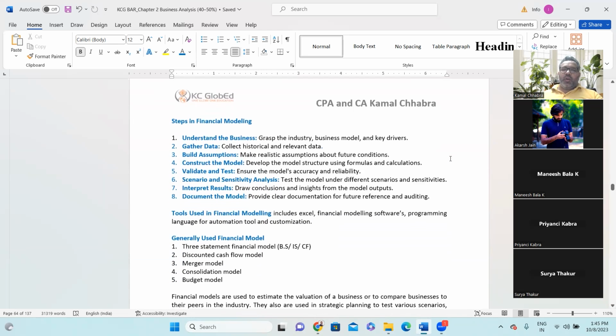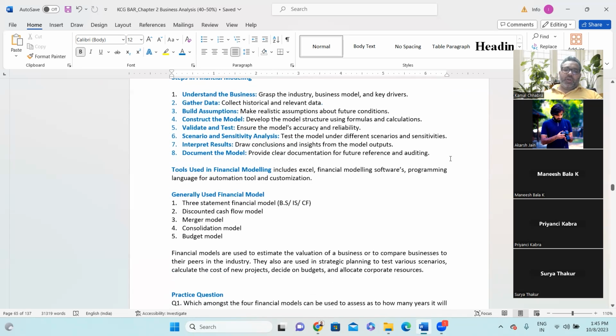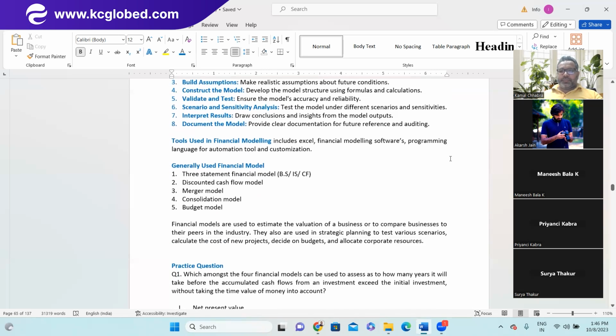Then step by step, how you will prepare the financial model: understanding the business, gathering the data, building the assumptions, constructing the model, validating and testing, scenario and sensitivity analysis, then interpretation of the result, and the last one is documentation, right? And the tools available for financial modeling and generally used financial models include three statement financial model, balance sheet, income statement, and cash flow; discounted cash flow, merger model, consolidation model, and budgeting model, right?